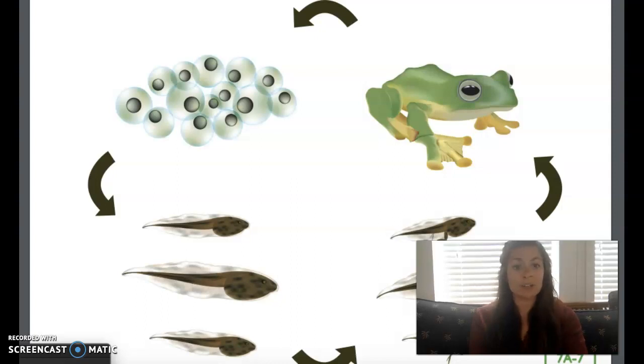Next, we will learn about the incredible transformation in another creature's life cycle. Stay tuned.